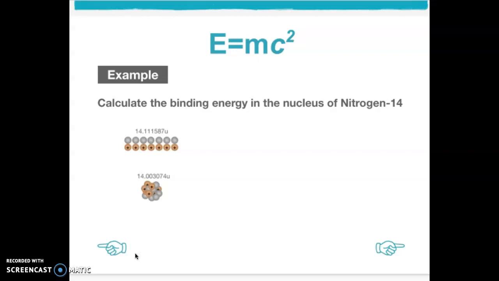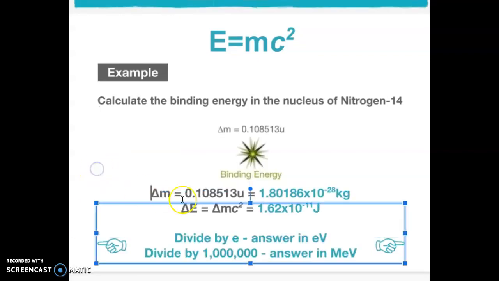So let's have a go at nitrogen-14. Calculate the binding energy when we have 7 protons and 7 neutrons. Here we have the value of the individual masses together, and here is the mass of a nucleus. So calculate now the energy in joules. Okay, so your answer in joules is 1.6 times 10 to the minus 11 joules.